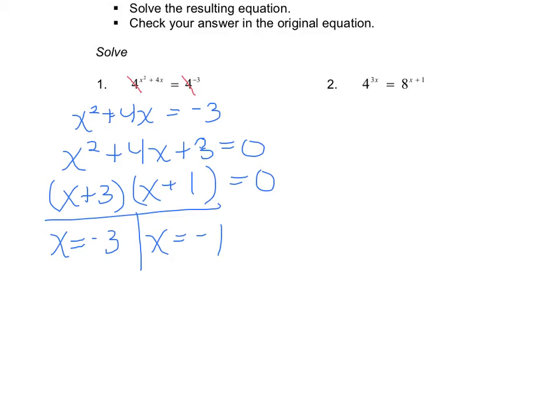So negative 3 checks. So you're going to want to do the same thing to negative 1. So pause the video, do it, and come back and let's see if that one works. All right, hopefully you found out that plugging in negative 1 also equals 1 over 64, which is the right side of the equation. So both answers do work.